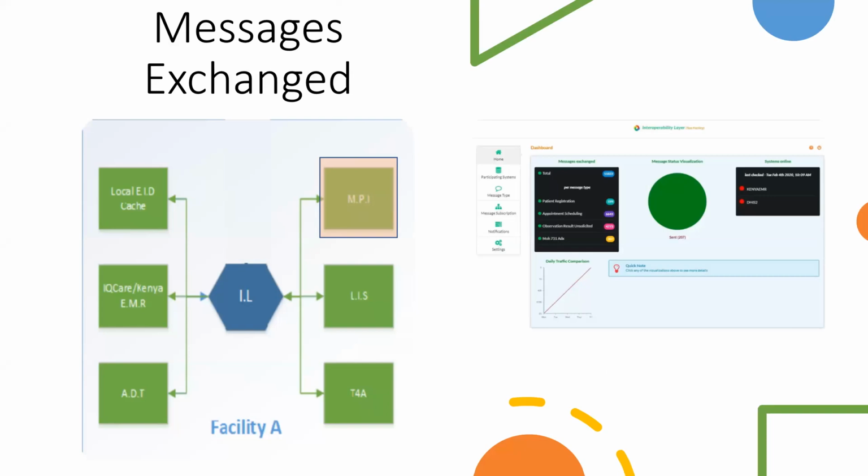If you look at this diagram, just for your information, you'll see the IL sitting in between, and it can mediate interchange of information between different information systems, including the laboratory information system, the MPI, ADT, and the rest. And on the right side of the screen, you can see a sample screen. We are going to see this as I take you through this live.